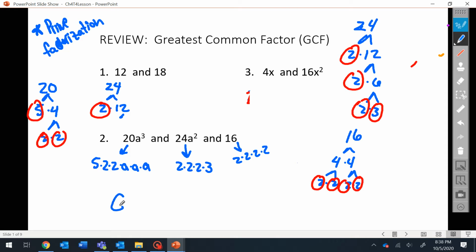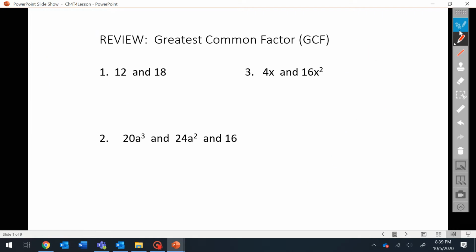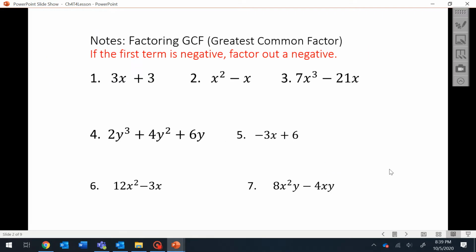Alright, so the greatest common factor, or the GCF, is going to be what they have in common. So they each have a 2 in common. This 2, and this 2. And they each have another 2 in common. This 2, and this 2. So the GCF is 2 times 2, which is 4. So the largest number that goes in all 3 of these is 4. Alright, so that's essentially what we're going to be using to help us factor out the GCF.